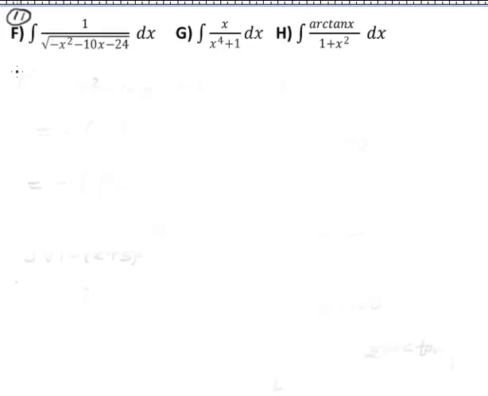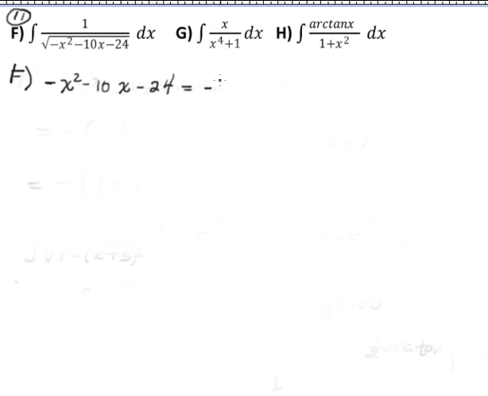Okay, let's finish these last three integrals. 11f is going to turn into an arc sine. Whenever you have 1 over a square root, and inside the square root you have a quadratic, if the x squared term has a negative coefficient, then you might suspect that it's going to turn into an arc sine once we complete the square. So let's start by completing the square of that quadratic that's underneath the radical.